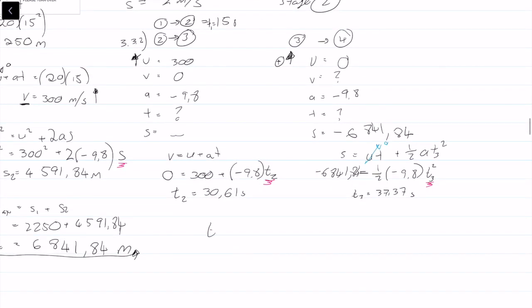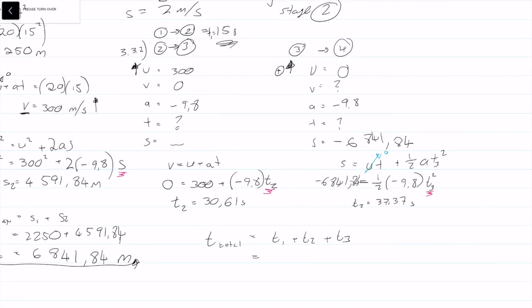Now what we wanted from this question was the total time from launch to it hitting the ground. So T total is equal to T1 plus T2 plus T3. If you pull the various values, T1, which was 15, plus T2 plus T3, we get a T total of 82.98 seconds. Okay, that's our final answer.